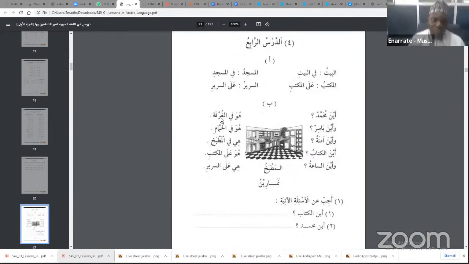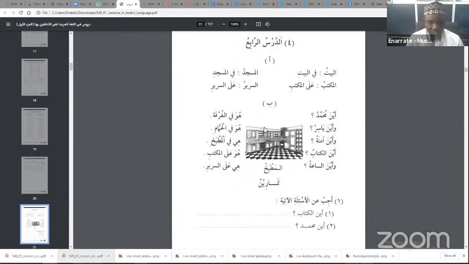Here we said huwa fil ghurfa. He is in the room. So what is important here is the masculine pronoun. The masculine pronoun is huwa, and the feminine pronoun is hiya. Either it is used for human beings or non-living things.